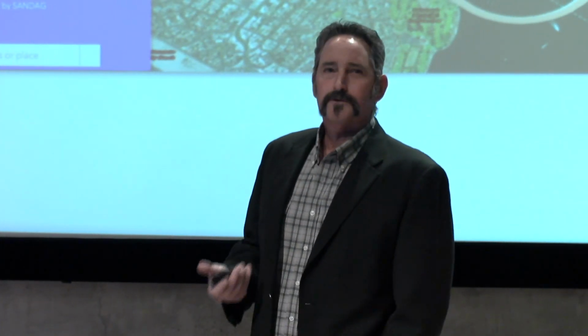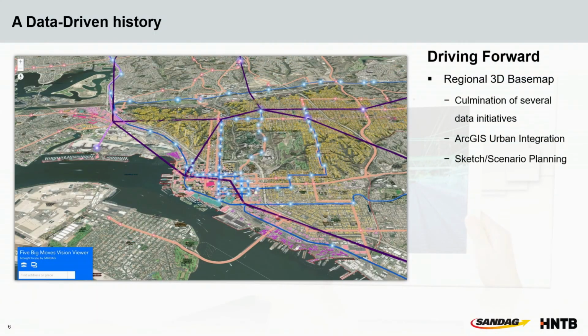So driving forward, what's the relationship with building all of that foundational data over the past several decades? What we're really looking to do at this point is take it to the next level with a culmination of several initiatives, taking the building outlines, 3D enabling them with a lot of other data layers that we have into a regional 3D base map, building an ArcGIS Urban interface for sketch planning and scenario planning, and really helping to inform and tell the story that we're always trying to tell and convey to stakeholders, politicians, members of the public, CBOs. It's an extremely important part of how we develop projects.